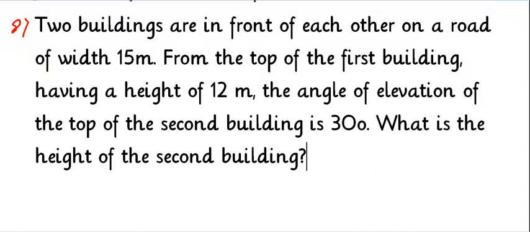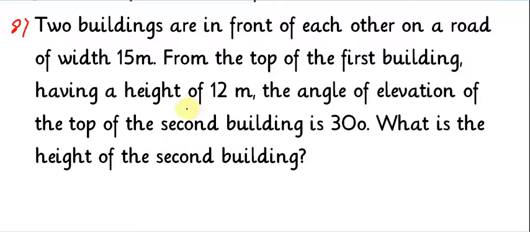Problem number 8: Two buildings are in front of each other on a road of width 15 meter. From the top of the first building having a height of 12 meter, so the first building's height is 12 meter, the angle of elevation of the top of the second building is 30 degree. When we look at the second building's top, the angle of elevation is 30 degree. What is the height of the second building?